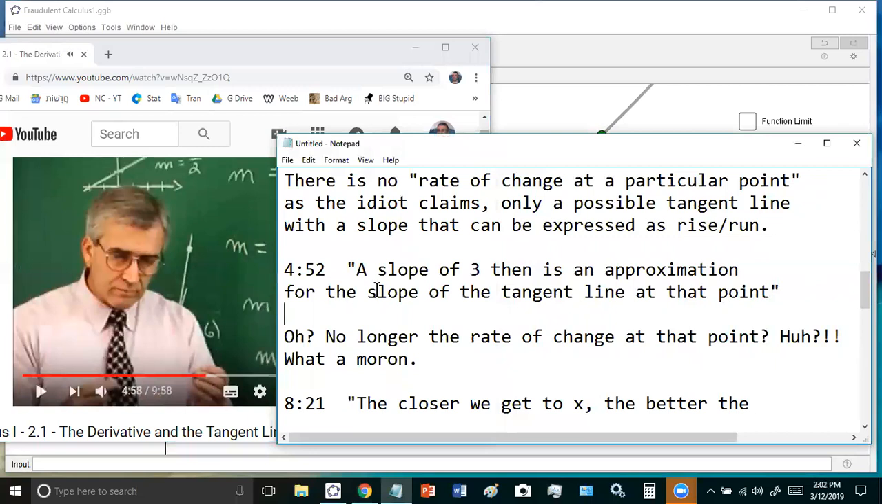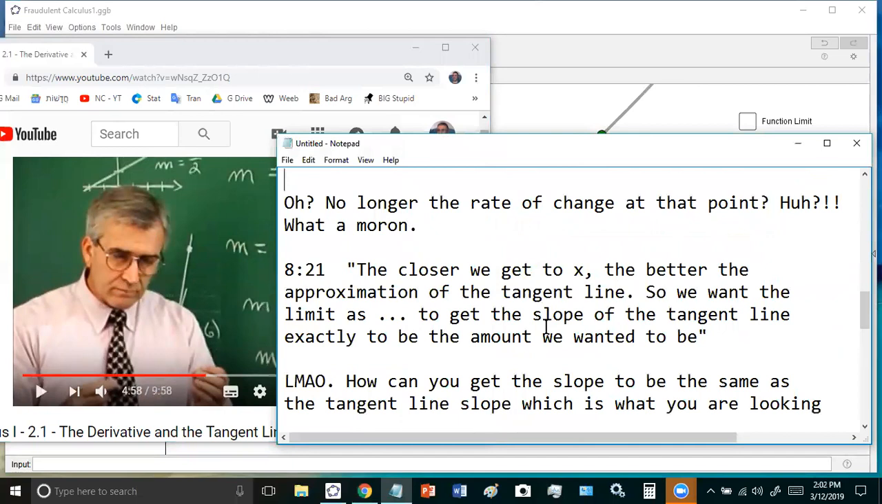So he said the slope of 3 is then an approximation for the slope of the tangent line at that point. So he's no longer referring to it as a rate of change. What's going on here? What a moron. Okay. So in other words, they've just taken the slope of the tangent line and called it a rate of change. But there is no such thing as a rate of change. Do you get that?